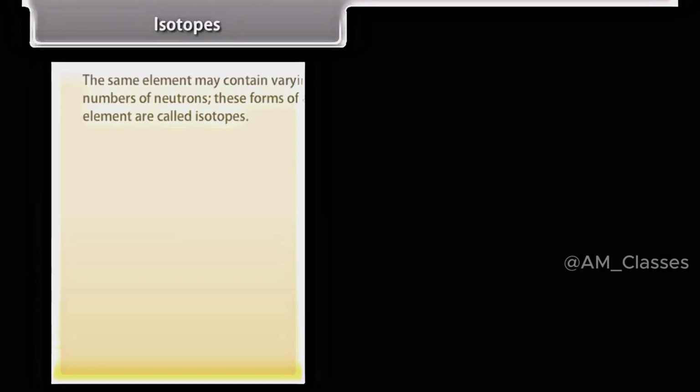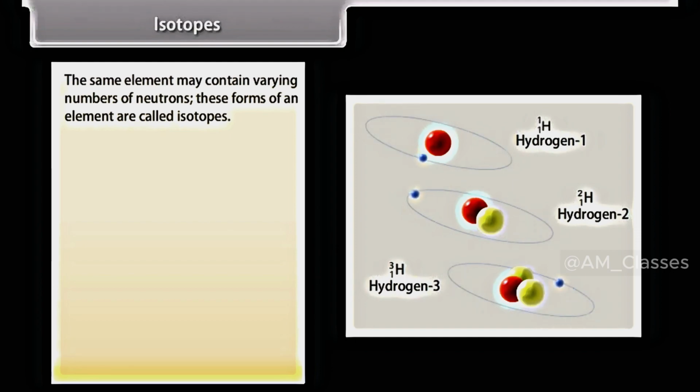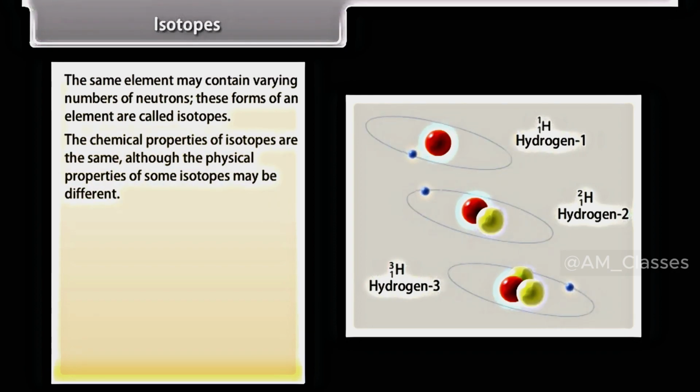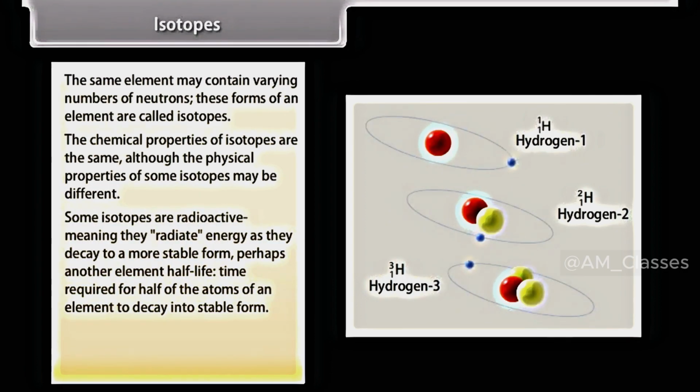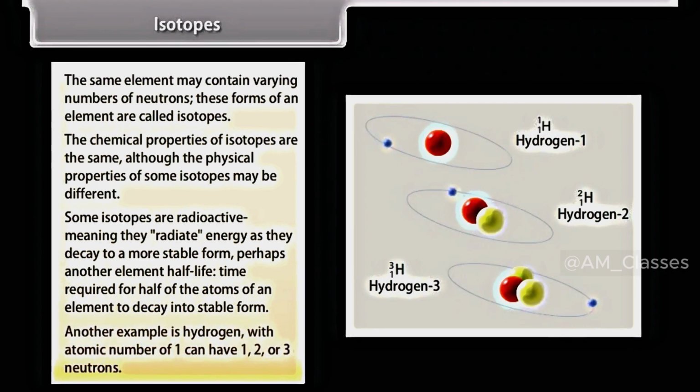Isotopes. The same element may contain varying numbers of neutrons. These forms of an element are called isotopes. The chemical properties of isotopes are the same, although the physical properties of some isotopes may be different. Some isotopes are radioactive, meaning they radiate energy as they decay to a more stable form, perhaps another element. Half-life: time required for half of the atoms of an element to decay into stable form. Another example is hydrogen, with atomic number of 1, which can have 1, 2 or 3 neutrons.